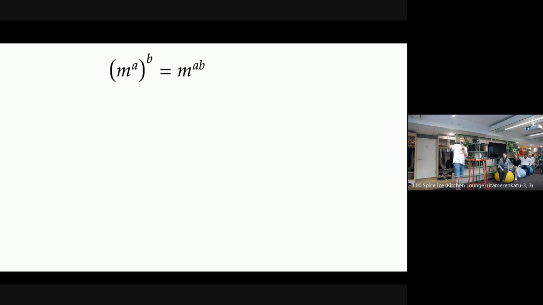Now, a times b is just a multiplication, and we know that in multiplication, the order doesn't matter. We call this a commutative operation. So we can write b times a. And that means we could have first raised to the power of b and then to the power of a.